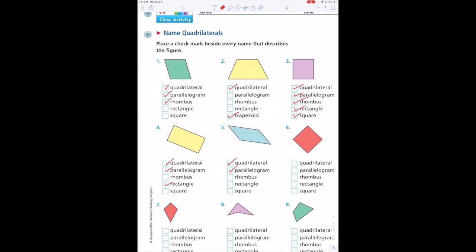Now, is it a rectangle or square? We got to look. Is this a right angle? Is this a right angle? It doesn't look like we have any right angles. So this cannot be a rectangle. And if it's not a rectangle, then it cannot be a square. Okay. Now, let's take a look at number 6, this diamond shape right quick.